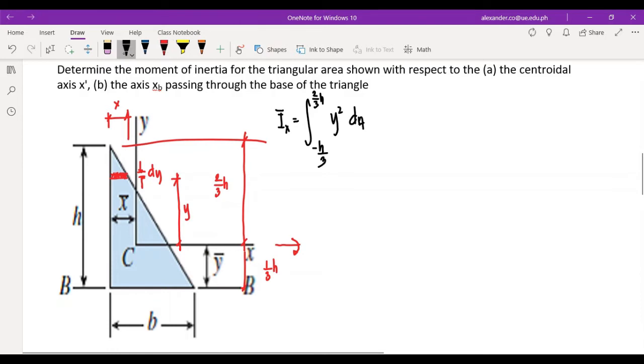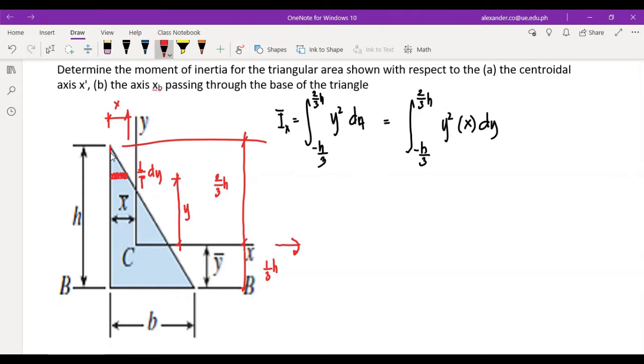So now, just copying it again: the integral from negative h over 3 to 2/3 h of y squared. The derivative of area of the strip is x times dy. But what is x? We cannot yet integrate because we still have the variable x. We need everything in terms of y. That's easy. How do we get it in terms of y?